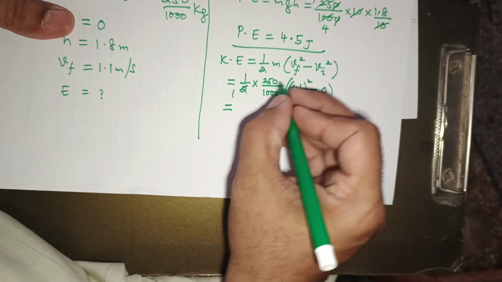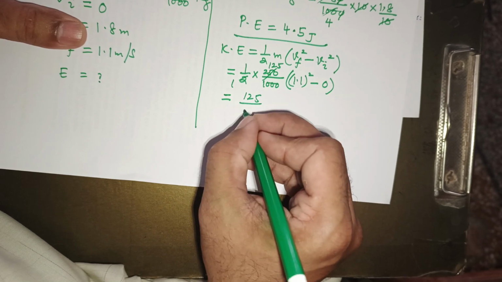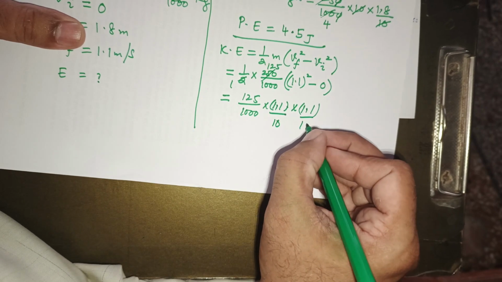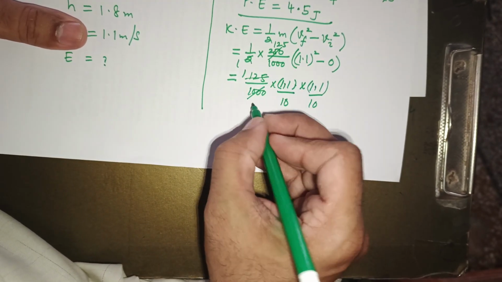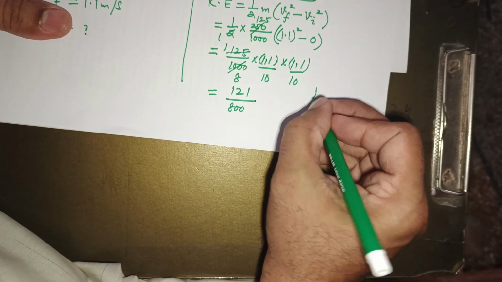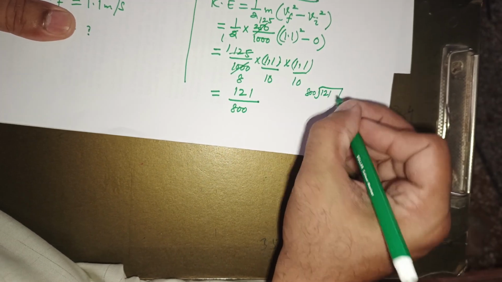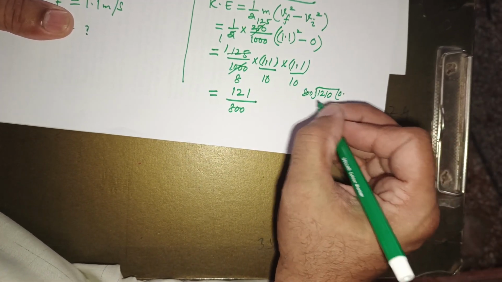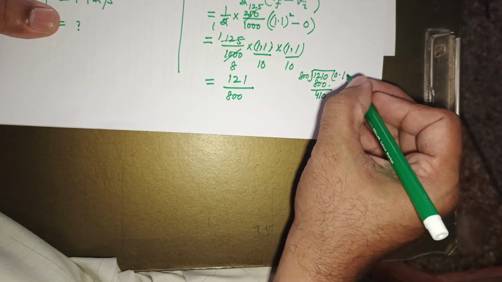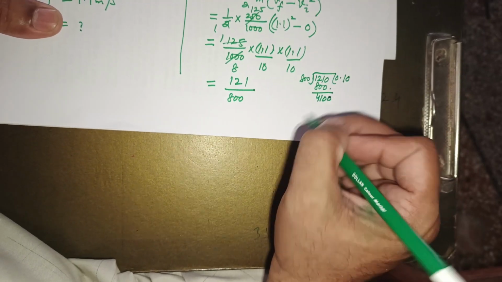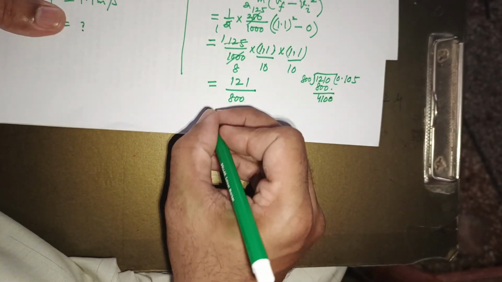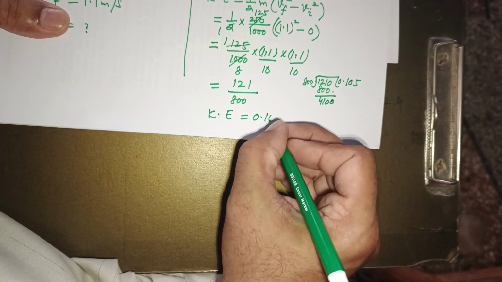So 2 ones are 2. This is 125 over 1000 and this is 1.1. Remove this decimal, you'll get 10. This is 125, this is 8. 11 into 11 is 121 and here we have 800. So when we divide 121 by 800, this is 0 point, this is 0, so we get 1 time 800. This will come 410. Again it needs a 0 to be placed to get 1 and another 0, and then it will go for 5 times. So when you add, we get KE equals 0.105 joules.